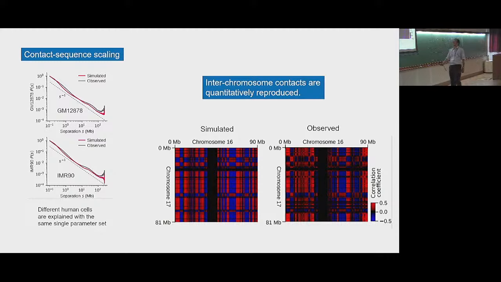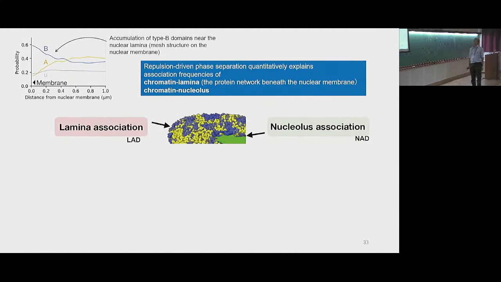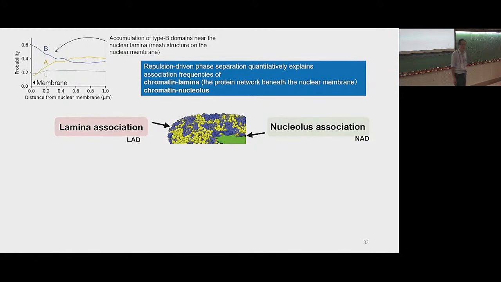I mean that some statistical procedure was defined, calculating the correlation function to emphasize the signal-to-noise ratio here. But anyway, the simulated data well explains the observed data. So we can say that Hi-C data was nicely reproduced with this assumption of heterogeneous repulsive force-driven phase separation.